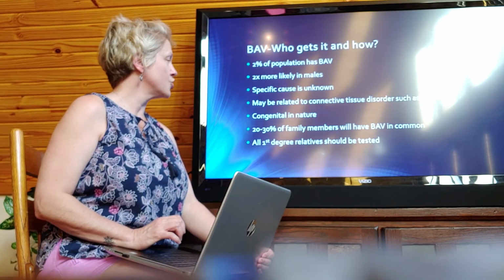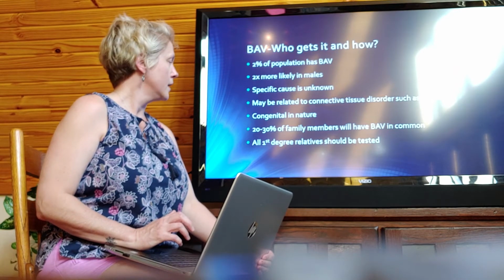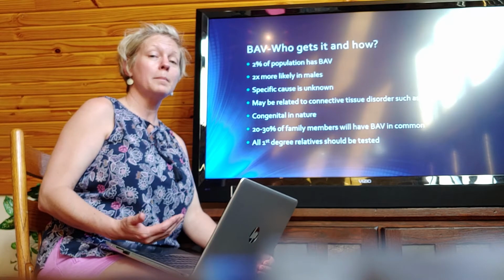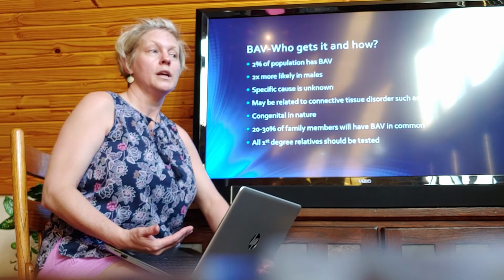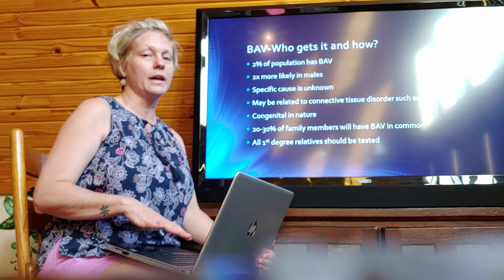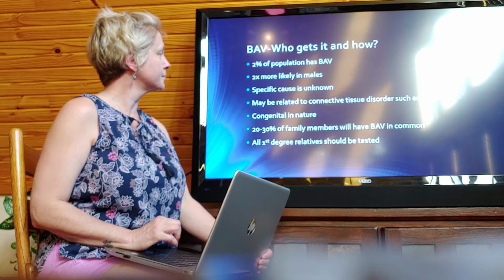It's congenital in nature, again, so you're born with it. 20 to 30% of family members of someone with a bicuspid aortic valve will also have a bicuspid aortic valve. So first degree family members need to be tested as well, or have that looked into. And that's my last point there.